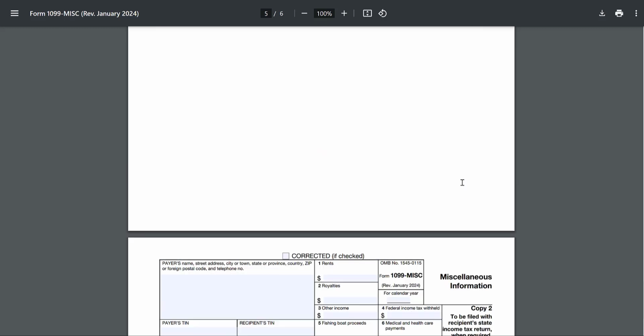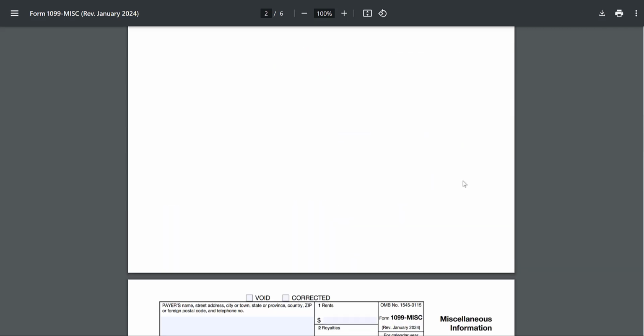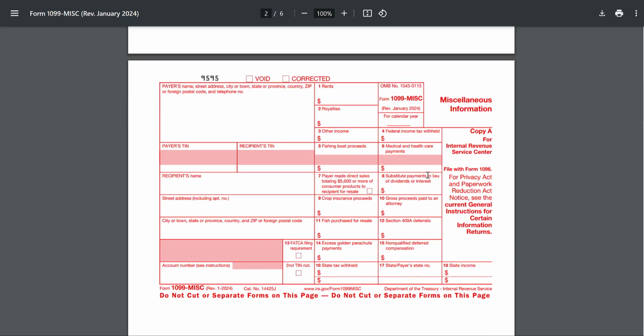So there's 6 pages here. So only one of these gets filed with the IRS, okay? If there's no state requirement, at the minimum, the very bare minimum, you must send in the copy to the IRS with a Form 1096, which I'll show you in a minute, and a copy to the recipient, okay? The recipient needs to receive a copy of this as well.